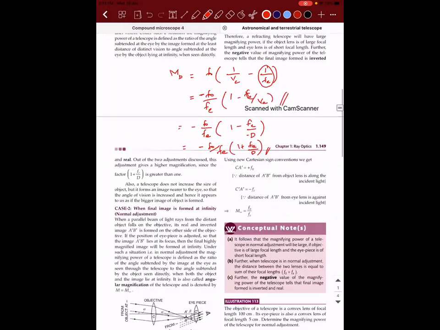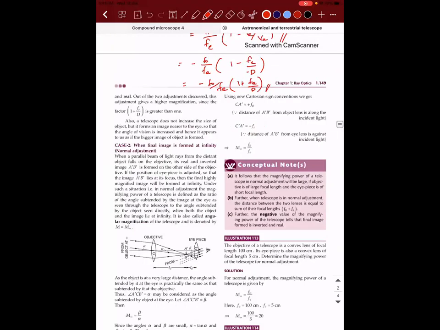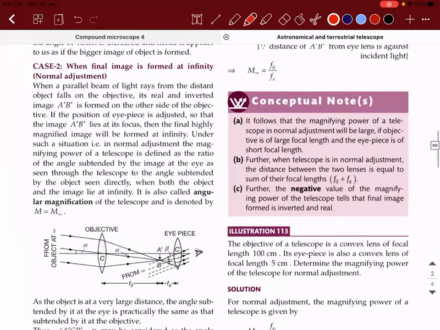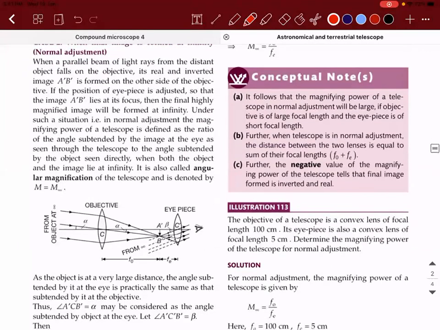Okay. So last part is very easy. It's called as a normal adjustment. That is when the final image is formed at infinity. So logic is very simple. The image due to the objective is formed at F naught, and the eyepiece should also coincide at the same point, so that the object distance with respect to the eyepiece is Fe, and then the final image is formed at infinity.